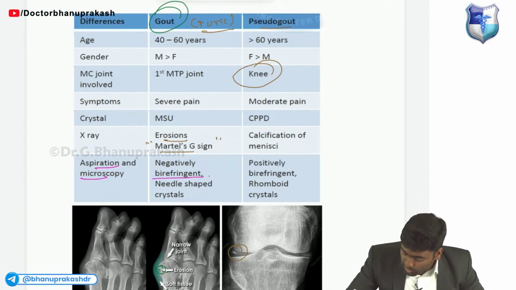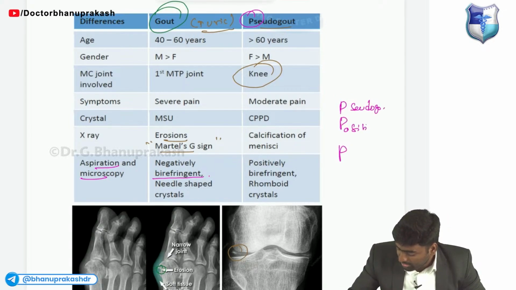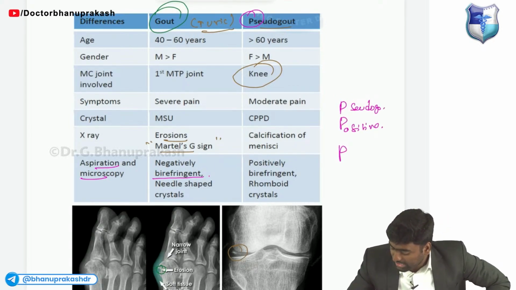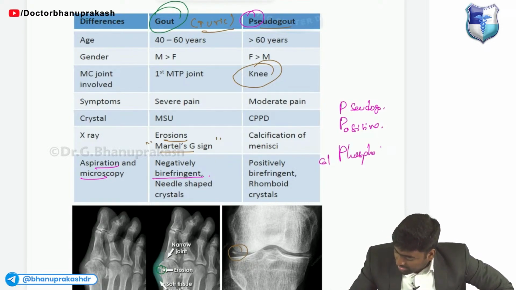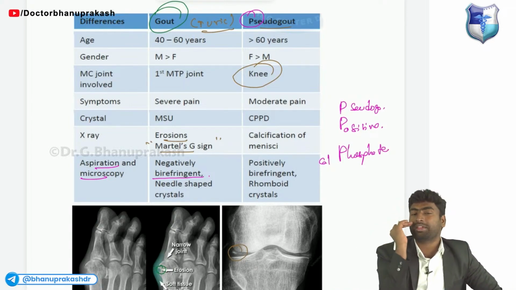Whereas in the case of pseudo-gout, everything will be P. Pseudo-gout will be positively birefringent, because it will have calcium phosphate, especially calcium pyrophosphate. Remember, it is pseudo, positive, and it will be calcium phosphate crystals.